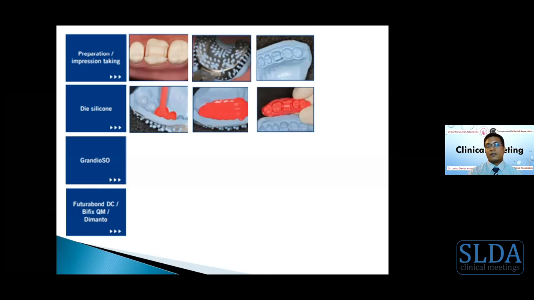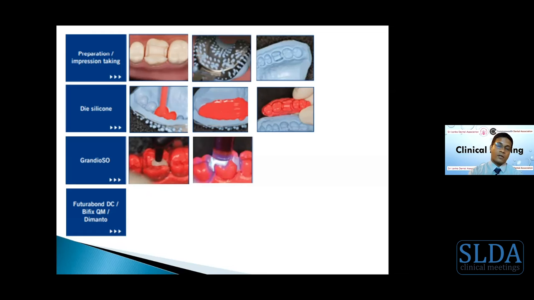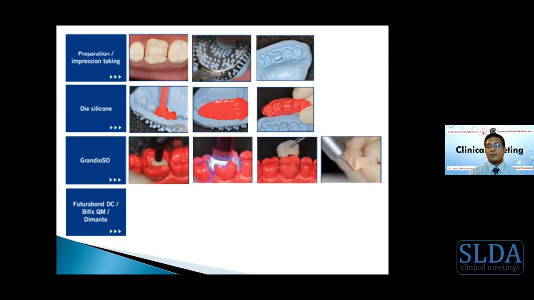Then take it out of the impression, and you can build up your composite indirect restoration on top of the disilicone. Make sure you do an incremental composite buildup, light curing each increment. And here, as your disilicone is a bit flexible, you can flex it and sculpt your interproximal contacts very well. And once it is done, take it off and do final polishing, make it smooth.